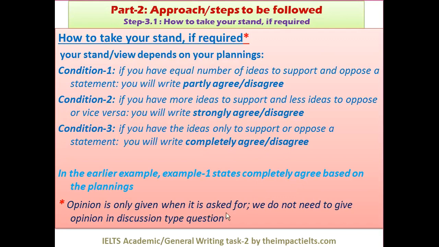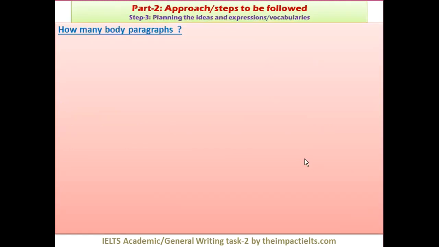Opinion is only given when it is asked for. I mean, it is repeated. If it is not an opinion based question, please never take your stand. So never say I agree or I disagree, right?